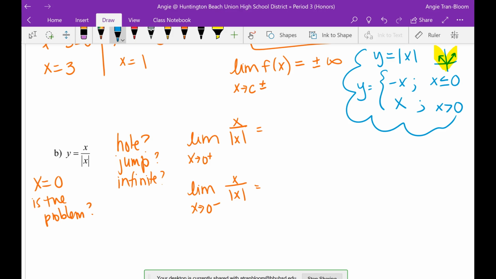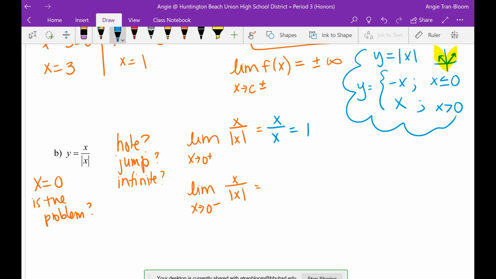Which piece should we use? The negative x or the positive x? Positive, because I'm coming this way. Can we agree? Yeah. So that's positive x. So x divided by positive x, which I would have a limit of what? 1. Beautiful. Okay. Now, x approaches 0 from the left.